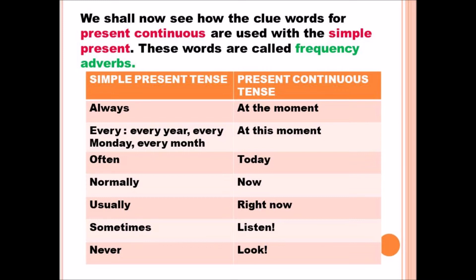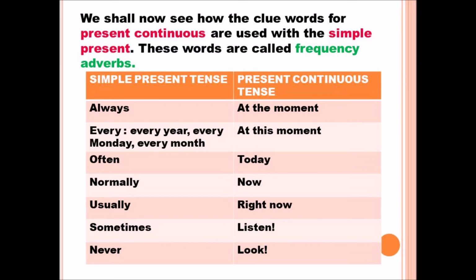So I have said already, it is everyday happenings and what we do every time. So always. Here at the moment. So it happens every day and here at that time. And the second one is every, that is every year, every Monday or every month or every week. So every is a keyword here which denotes simple present tense. And for present continuous tense, same, at this moment. This moment means right now it is happening.